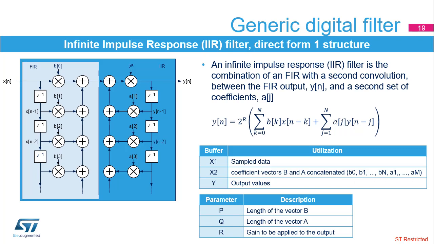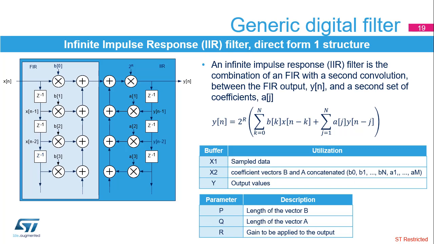X1 buffer contains the elements of vector X. It is a circular buffer of length N plus 1 plus D. X2 buffer contains the elements of coefficient vectors B and A concatenated: B0, B1, B2, BN, A1, A2, AM. It is a fixed buffer of length M plus N plus 1. Y buffer contains the output values YN. It is a circular buffer of length M plus D.